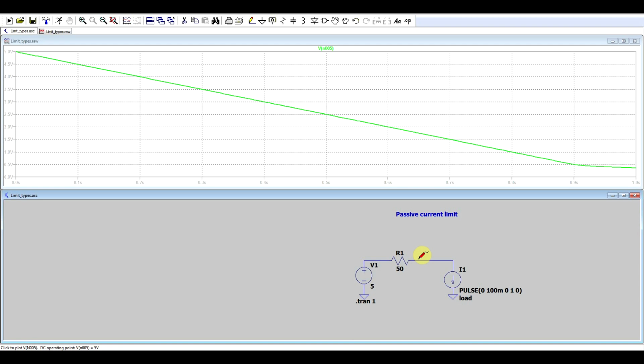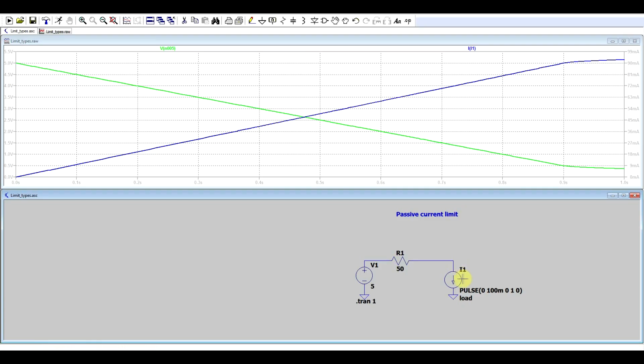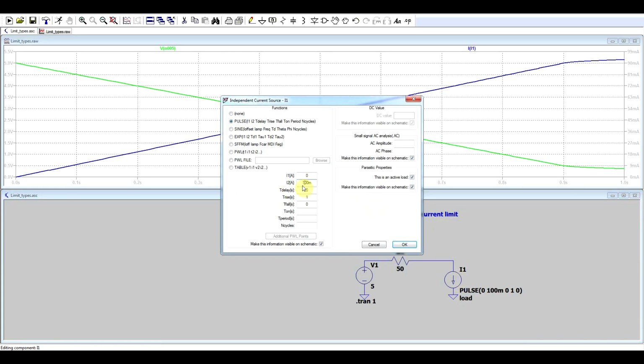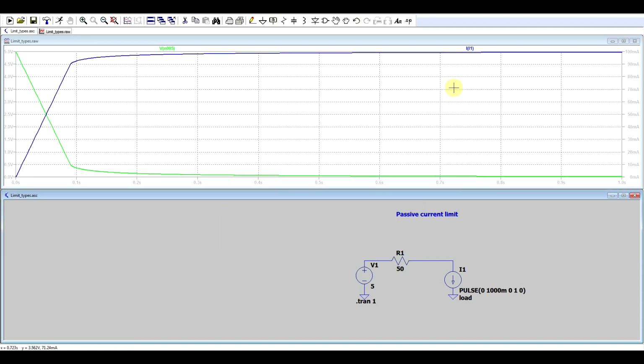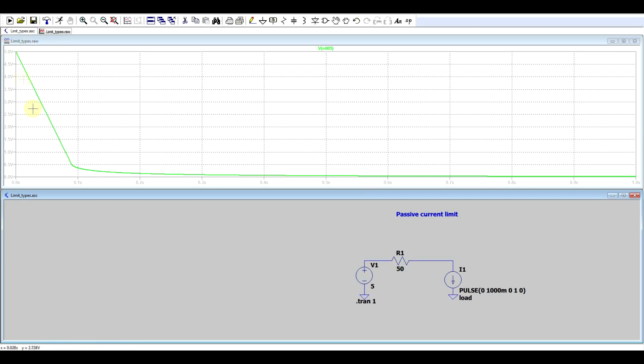So no matter what you do, you cannot get more than 100 milliamps through this 50 ohm resistor when you're drawing current to a load. So I can set this load to go up to, I don't know, 1 amp if we want to, but it will never pass 100 milliamps because of this series resistor. Now, the problem with doing this, of course, is that your output voltage will drop depending on what sort of current you're drawing. So you don't really want this sort of limitation. I mean, it's very simple, but it's not ideal.